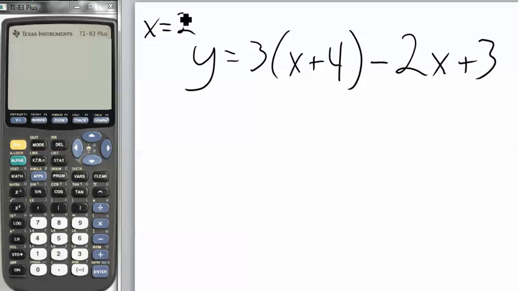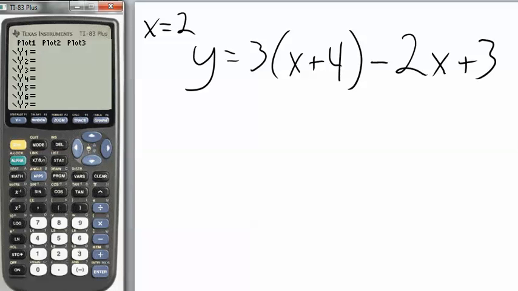But sometimes we don't feel like doing that. Or if we're going to have to do a bunch of different values, we really want to go ahead and put it in the calculator. So we just go into Y1, and we just type this in. Doesn't matter what it is, we just type it in. Just be careful to get all the parentheses and everything in the right place. And we can find out what the different values are.